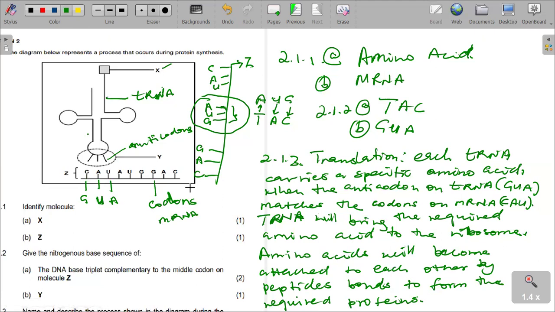That is the communication that takes place in order for amino acids to be formed. It is as a result of this communication that amino acids become attached to each other by peptide bonds to form the required proteins, prompted by the ribosome as it reads through the order of the codons as they pass through the ribosome. That is actually what happens there.